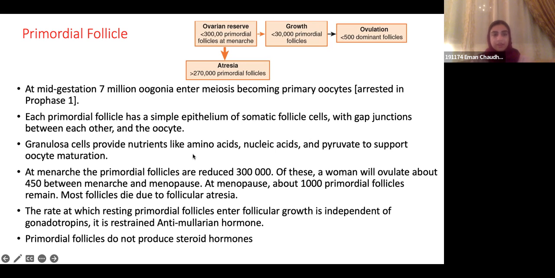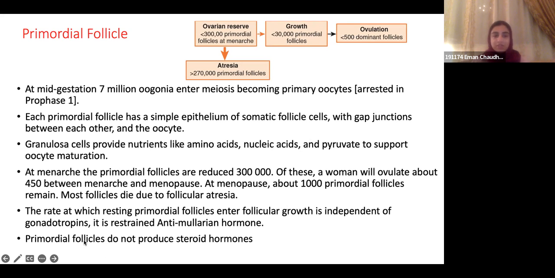They'll basically sit there until you enter menarche, basically puberty and your first period, and then they're reduced to 300,000. So not all of them will undergo maturation, okay? And then when you ovulate, you're going to have about 450 times that you will ovulate in between menarche and menopause. So from the first menstrual period to the very last menstrual period.